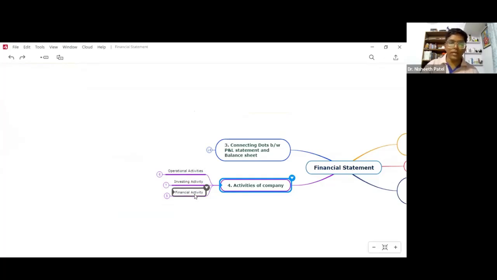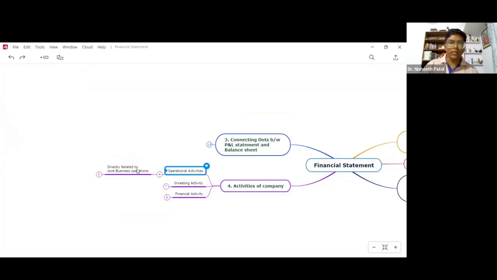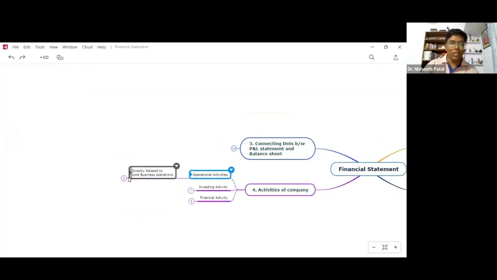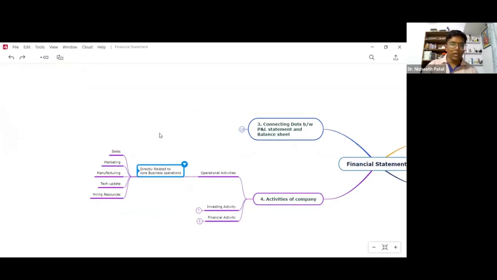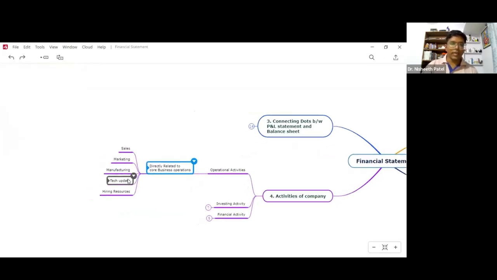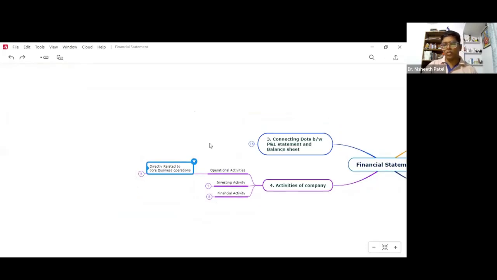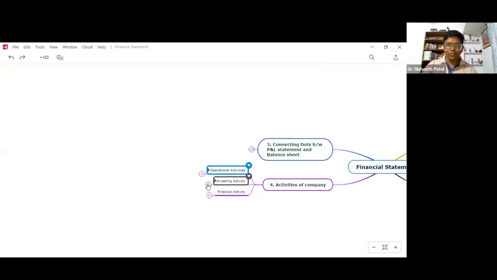activity, investing activity, and the financial activity. The operational activity is directly related to the core business operation. Okay, that is sales, manufacturing, marketing, tech update, and hiring resources. If we talk about the hospital business, the primary income they are getting is from the patient's treatment portion. Okay, so that is the core business.